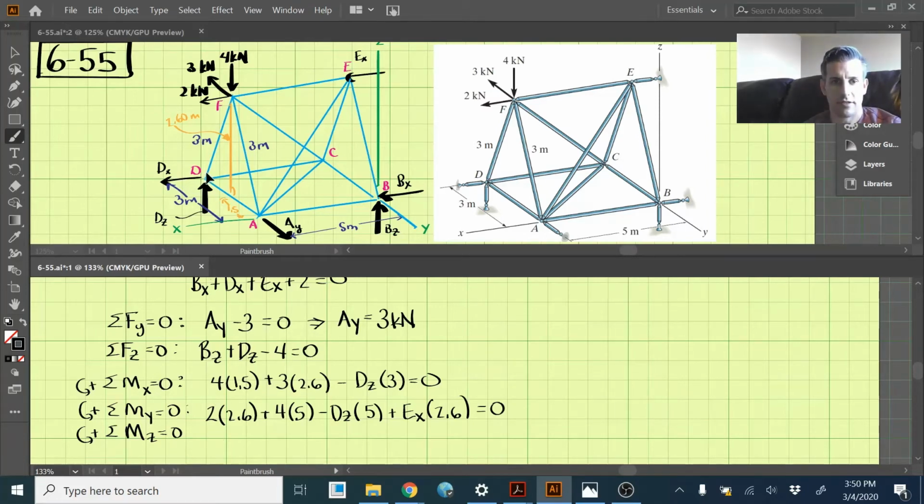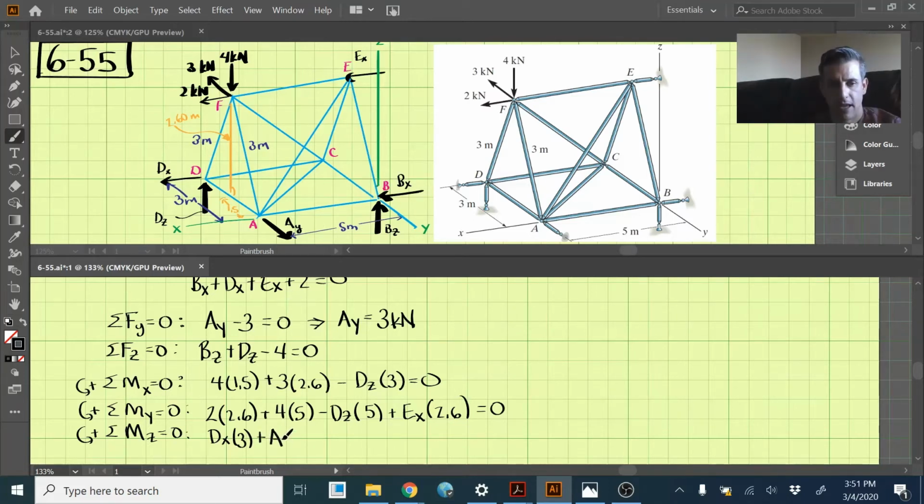Now the moments around the z-axis, setting those equal to 0. We first have this dx, so the z-axis is here, right? So dx is going to create a moment that is counterclockwise. So we have dx, and the distance that is acting away from the z-axis is 3 meters, this distance here. And then we have AY here, and that's going to create a moment around the z-axis.